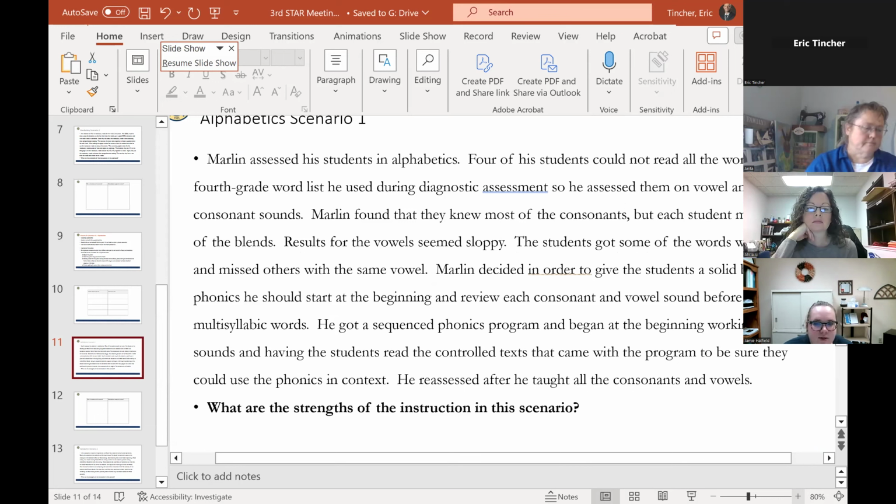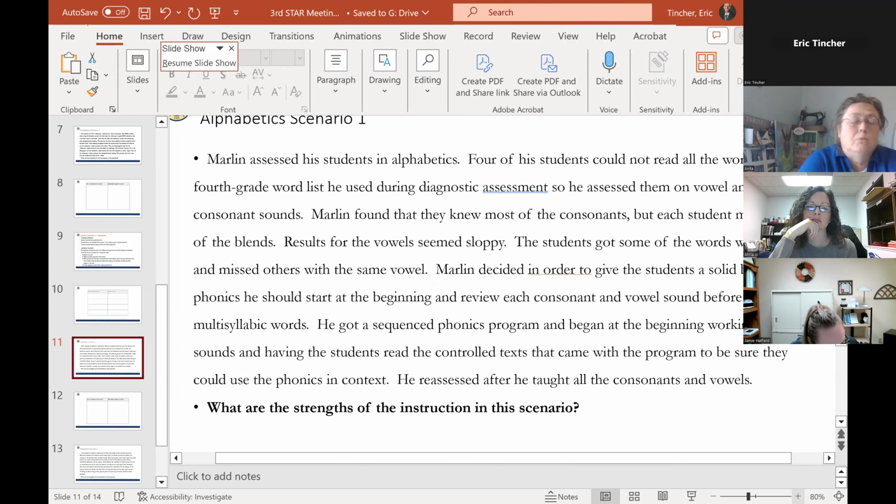Marlon decided in order to give the students a solid base in phonics, he should start at the beginning and review each consonant and vowel sound before moving to the multi-syllabic words. He got a sequenced phonics program and began at the beginning working on the sounds and having the students read the controlled text that came with the program to be sure they could use the phonics in context. He reassessed after he taught all the consonants and vowels.